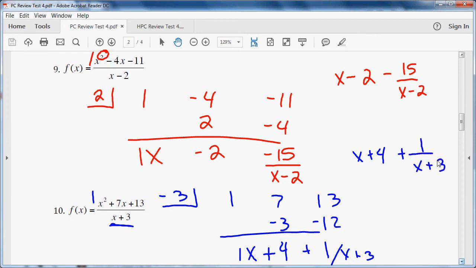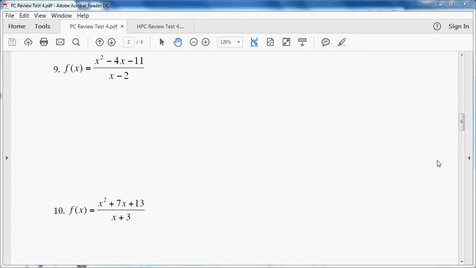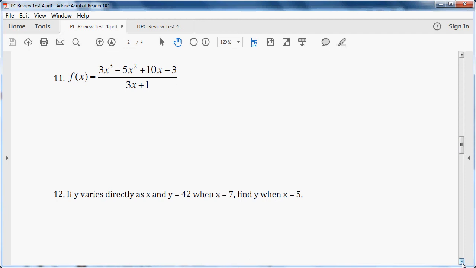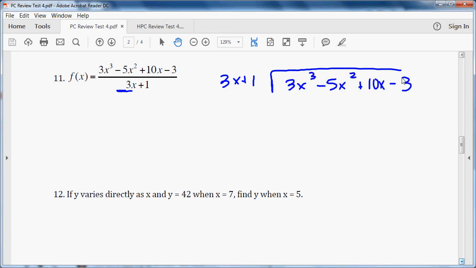Now 11, sadly, we can't use synthetic. We've got to use long division on this. Ooh dear, here we go. It's a bit of a beast, so stay with me. We have to use long division because of this 3 right here. When it's a coefficient other than 1, we can't use synthetic. So instead we'll do 3x plus 1 being divided into 3x cubed minus 5x squared plus 10x minus 3.